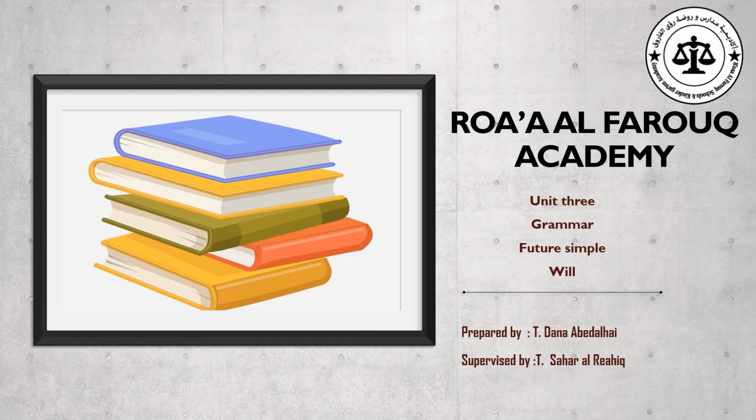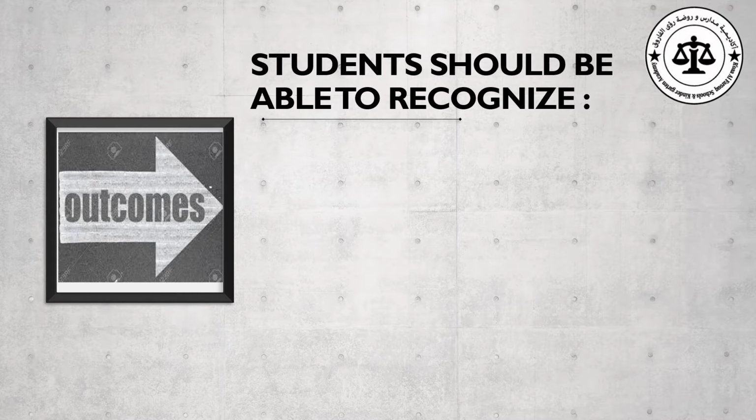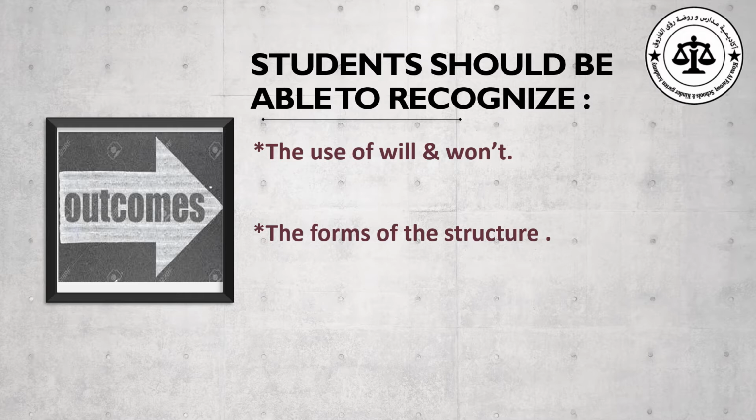Today we are going to start with the first grammar of future. This is will. And we are going to talk about going to in the next class. So let's start. In our lesson today, students should be able to recognize and understand the use of will, the forms of the structure, and practice the structure by making questions and answers.